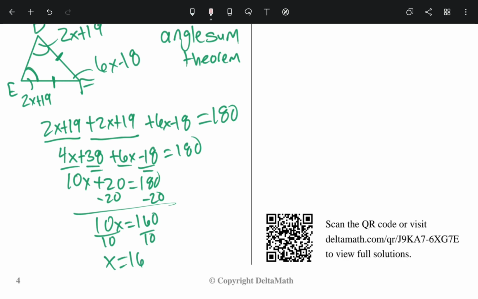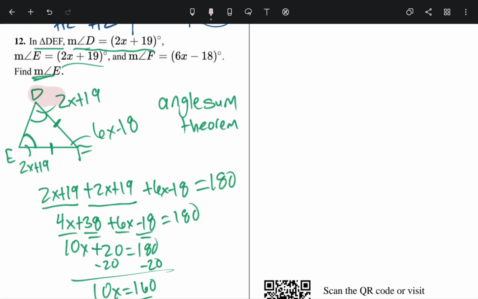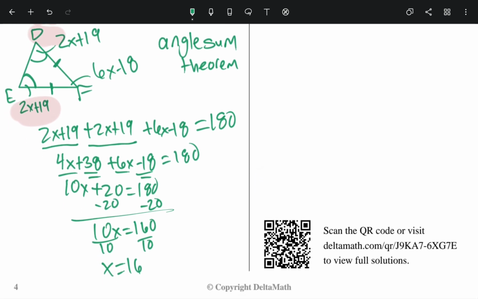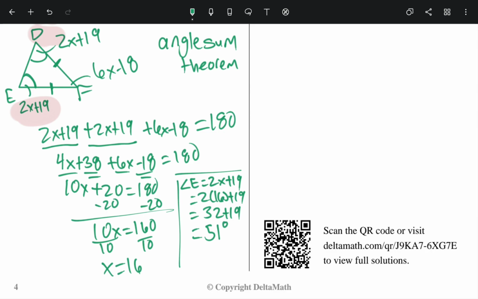Now we are not done yet because the question was asking us to find a measure of angle E, which is 2x plus 19. So we're going to take that 16 and plug it back in. So angle E equals 2x plus 19. So we're going to get 2 times 16 plus 19. 2 times 16 is 32 plus 19. That means angle E is 51 degrees. And you are done now.